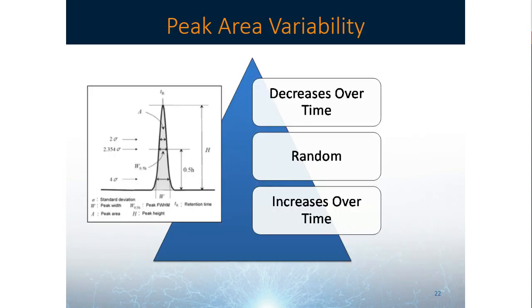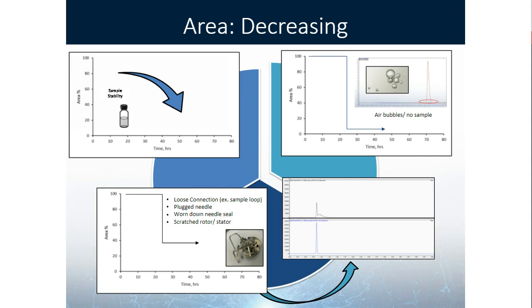Then we'll jump into some peak area variability, whether it's decreasing, random, or increasing over time. If it's decreasing, the first thing I would do is check your sample. Many different samples out there. Some of them degrade quicker than others. That's why we keep a lot of samples in our freezer or our fridge, or they're okay at room temperature. A lot of the auto samplers will have chillers on there as well, so you can decrease the temperature to increase your sample stability. So that would be a gradual decrease in your area.